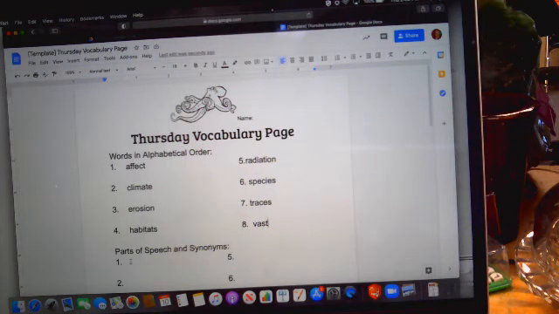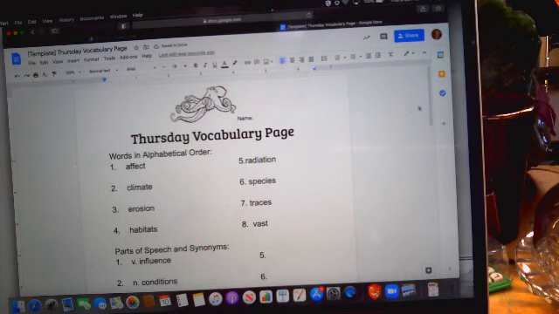Now remember that we're going to put the parts of speech, right? So we have affect is a verb. And the synonym for affect is influence. And then our next word, number 2, is climate. Climate is a noun. And the synonym for climate is conditions.